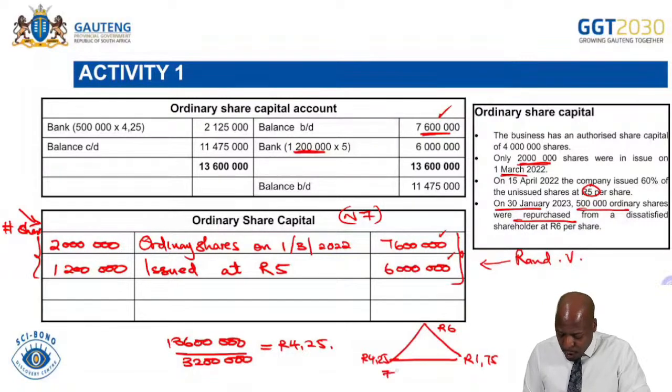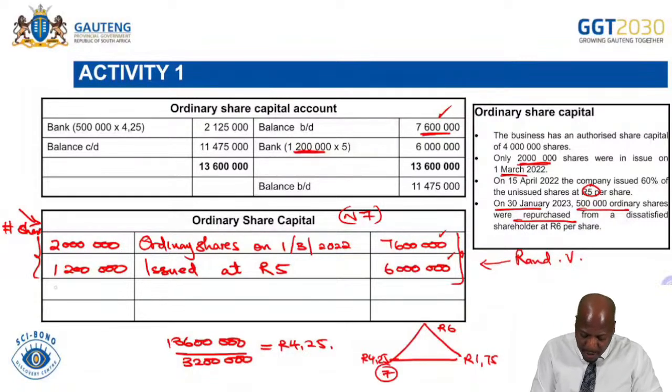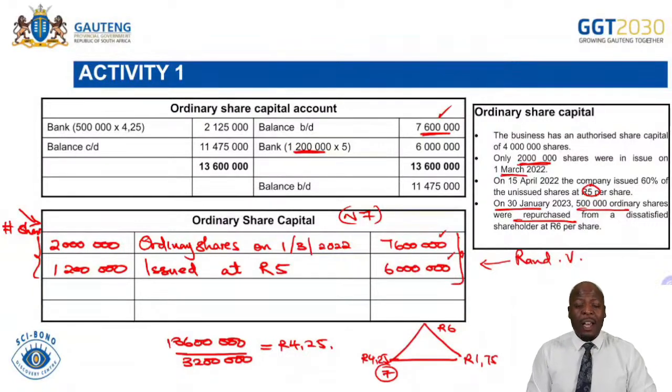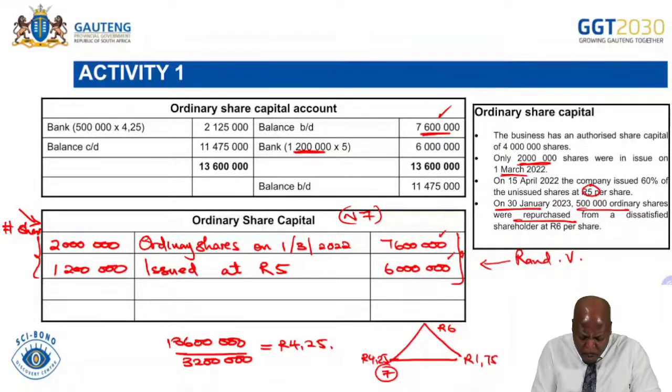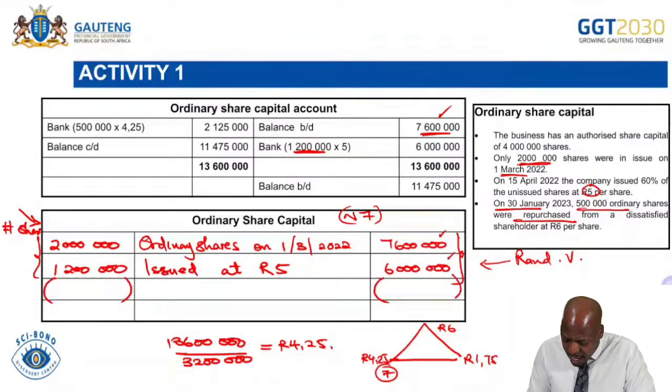So here we're doing note number 7. When I'm doing my repurchase, there's one thing I do before I do anything. I know that the repurchase is going to decrease my capital. If anything is going to decrease, that means I'm going to subtract. So I put my brackets in already, before I even do anything. Do you see what I'm doing?